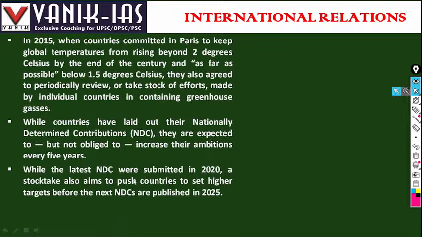In 2015, when the countries committed in Paris to keep global temperature from rising beyond 2 degrees Celsius by the end of the century, and as far as possible below 1.5 degrees Celsius, they also agreed to periodically review or take stock of efforts made by individual countries in containing greenhouse gases. While countries have laid out their national contributions, they are expected, but not obliged, to increase their ambitions every 5 years. As the latest NDCs were submitted in 2020, the stocktake also aims to push countries to set higher targets before the next NDCs are published in 2025.